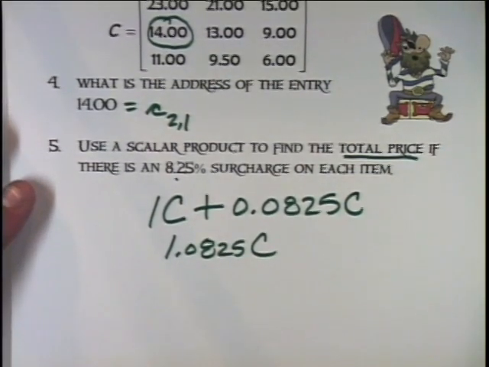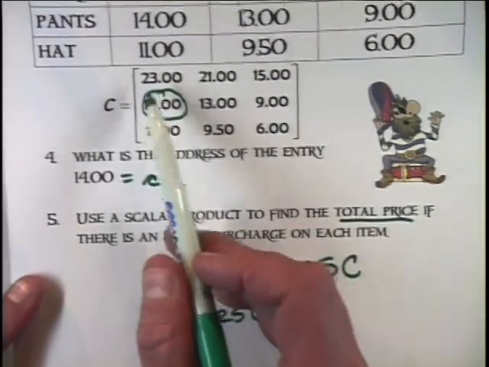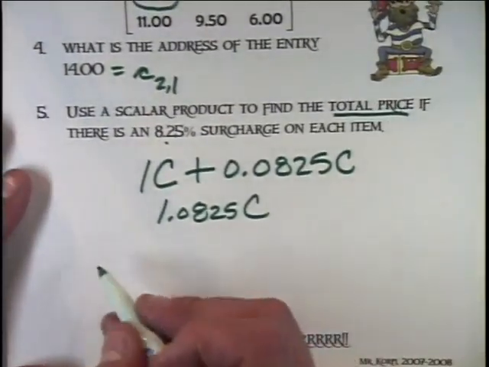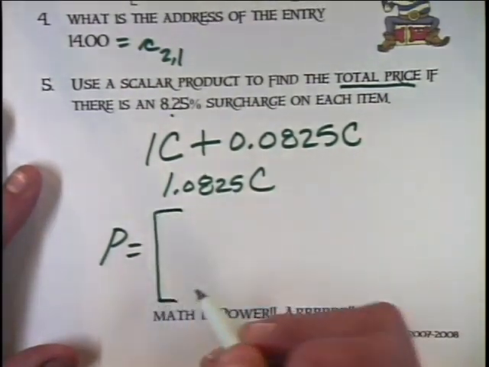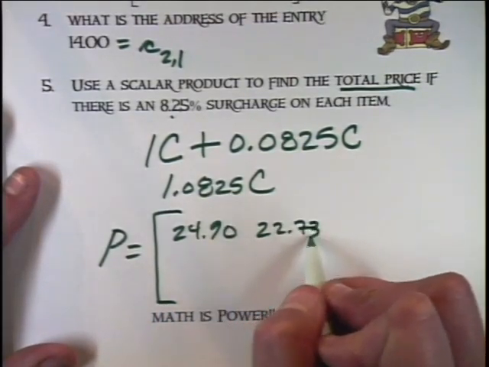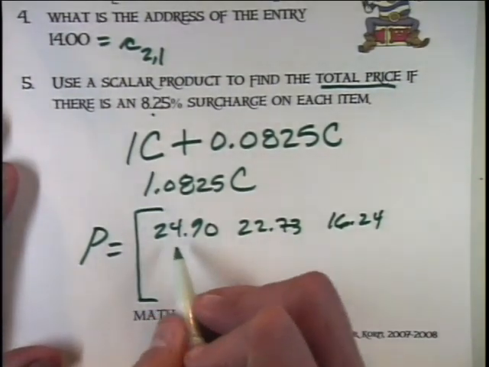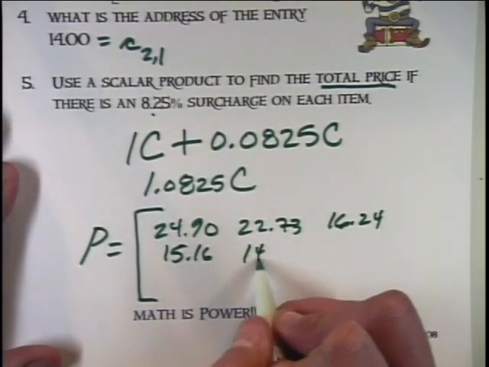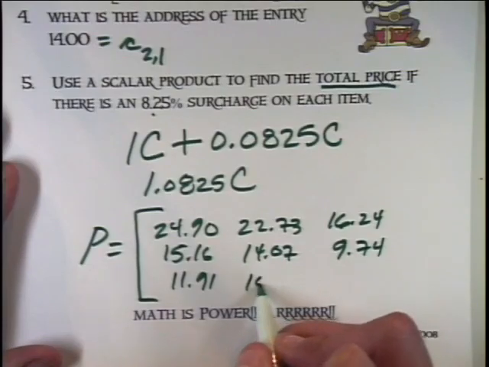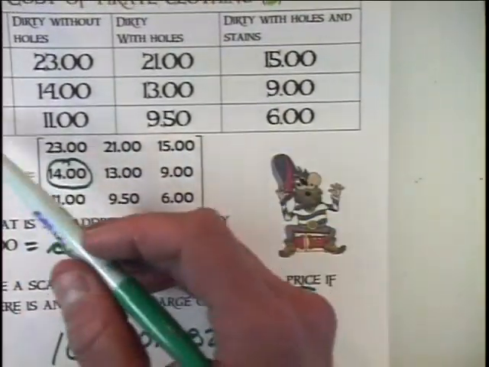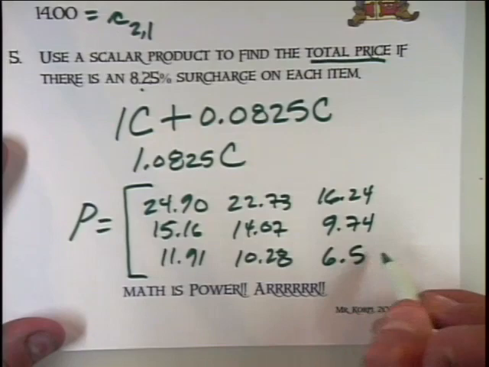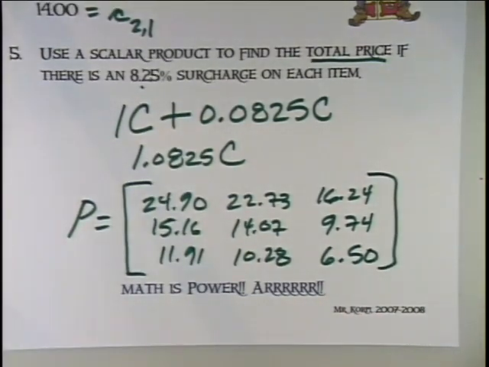1.0825 times matrix C. So all I have to do is come through and multiply each entry, each of the 9 entries in here, by 1.0825, and I'll get the P. I'm going to call it P for price, is going to be this. I have the numbers here. This is where a calculator is helpful. I get $24.90, $22.73, $16.24. That's along the first row. And then I get $15.16, $14.07, $9.74, and then finally $11.91, $10.28, and finally to buy a dirty hat with holes and stains after my 8.25% surcharge, it's going to cost me $6.50. Or I can just steal it like a pirate, right?